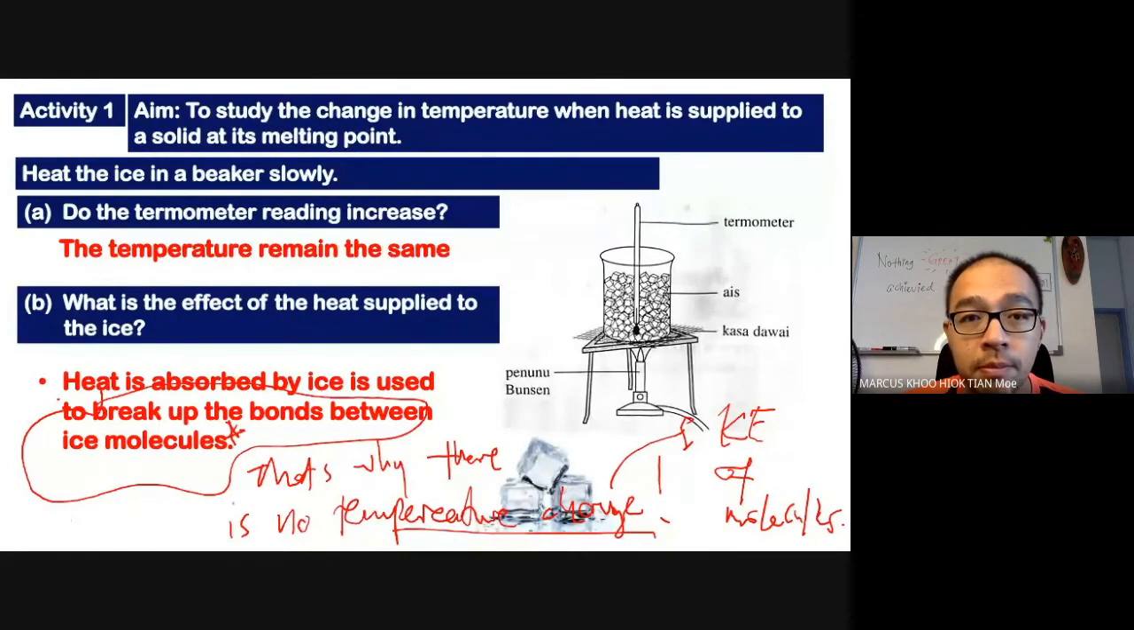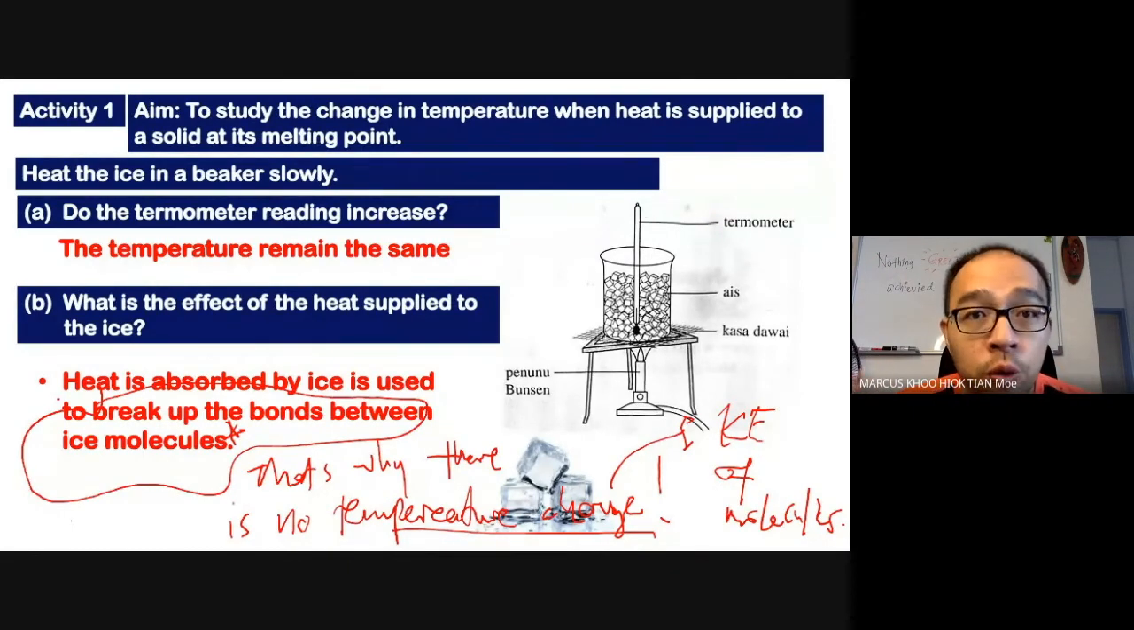so that the solid can become a liquid. And this gives us one very, very important thing that we must remember when we're talking about heat. Heat can only do one thing at one time. It cannot do two things at one time. It is either increasing the kinetic energy or it is breaking up the bonds between the molecules. It cannot do both at the same time. It's either this or this.